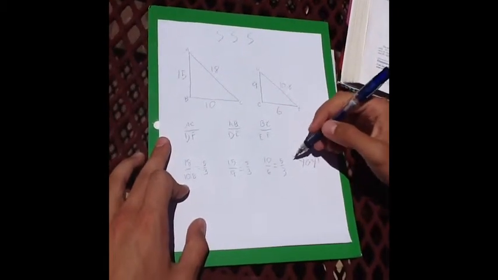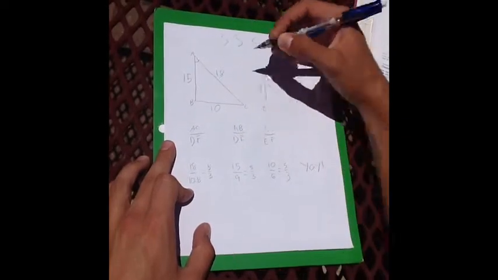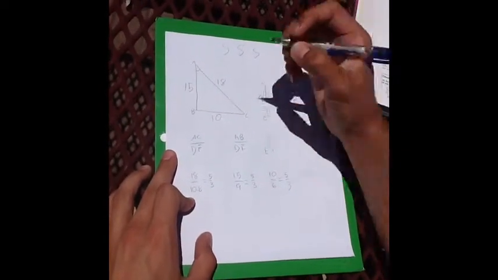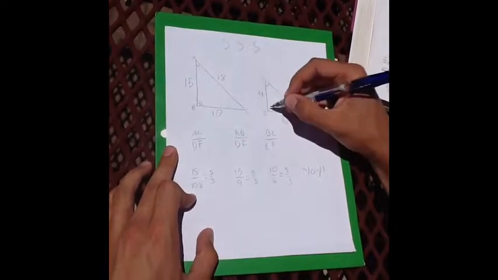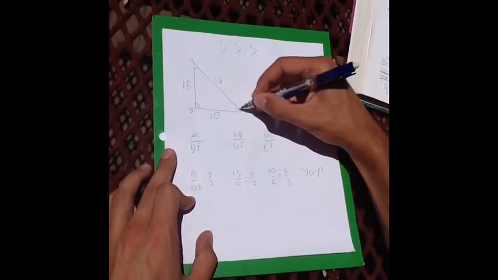So now you know that the three angles in those triangles will be congruent to the proportionate angle.